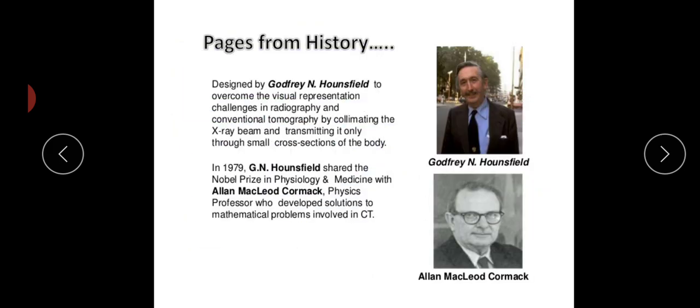Pages from History: designed by Godfrey N. Hounsfield to overcome the visual representation challenges in radiography and conventional tomography by collimating the X-ray beam and transmitting it only through a small cross section of the body. In 1979, G. N. Hounsfield shared a Nobel Prize in Physiology and Medicine with Alan MacLeod Cormack, a physics professor who developed solutions to mathematical problems involved in CT.